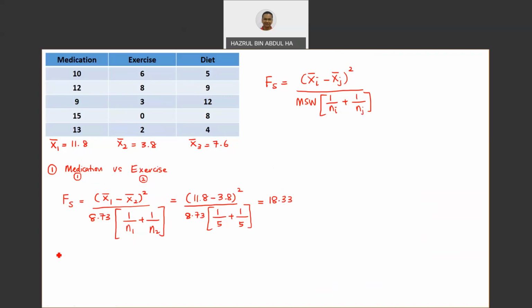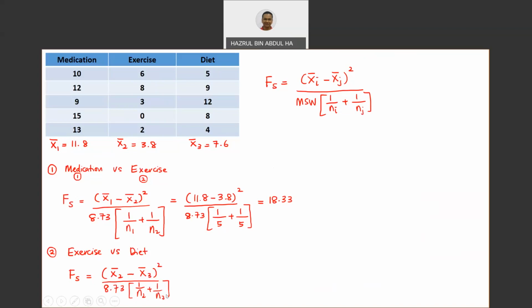Next we proceed to the second comparison, between the second group and the third group. The second group is exercise versus the third group, which is diet. So Fs is equal to x bar 2, for exercise, minus x bar 3, for diet, squared, and all this divided by MSW, 8.73, multiplied by 1 over N2 plus 1 over N3.